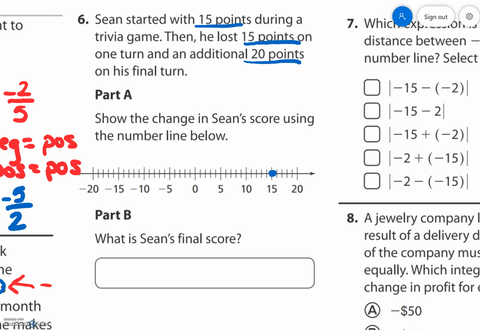Then he lost 15 points. So we're going to go back 15. And then he lost an additional 20. So we're going to go back 20 points. What was Sean's final score? -20.